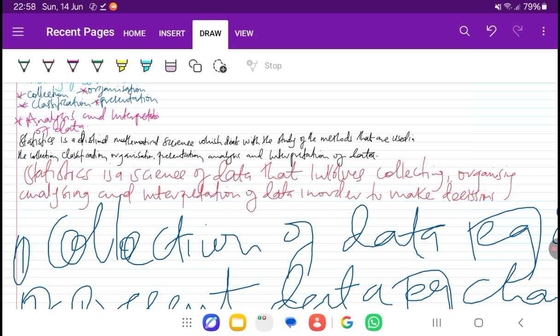So what we are going to look at, I've spent a lot of time explaining the definition because I want you to understand and appreciate that some of the things that we are going to be doing are going to be interconnected. There is no way you are going to analyze the data that you have not collected. There is no way you are going to present data that you have not organized. And you organize this data based on the objective or what you are trying to achieve.